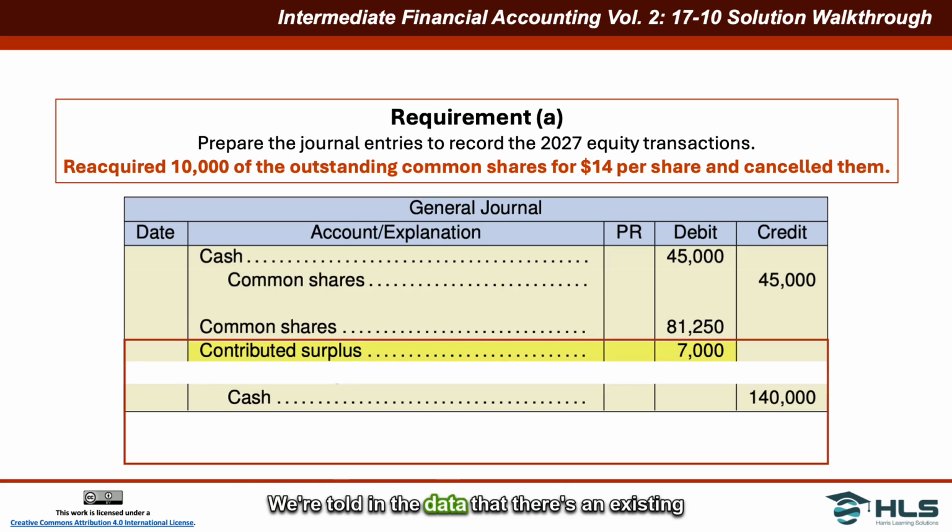We're told in the data that there's an existing balance of $7,000 that arose from past reacquisitions of common shares. So the first thing we have to do is use up any existing contributed surplus balance pertaining to the same type and class of shares. If the contributed surplus balance were related to preferred shares, we couldn't use it. But because it resulted from previously reacquired common shares, we can use it.